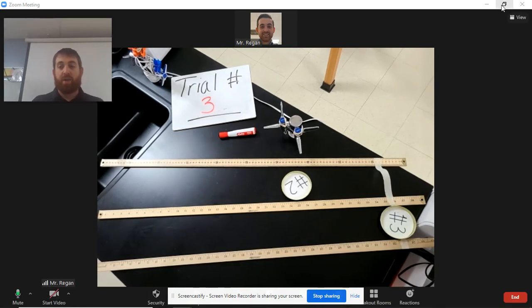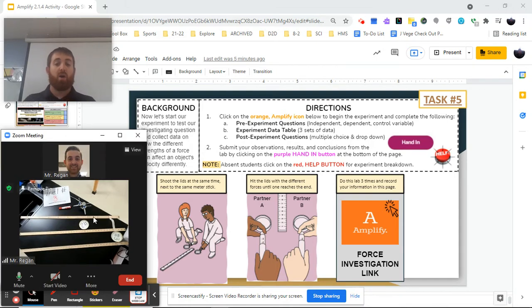So at this point, you have seen all 3 trials. Your goal is to hop into the Amplify page, answer the pre-lab questions, record your experiment data in that middle section, and then answer the post-lab questions that are going to help us draw some conclusions. If you have questions, reach out. Otherwise, good luck.